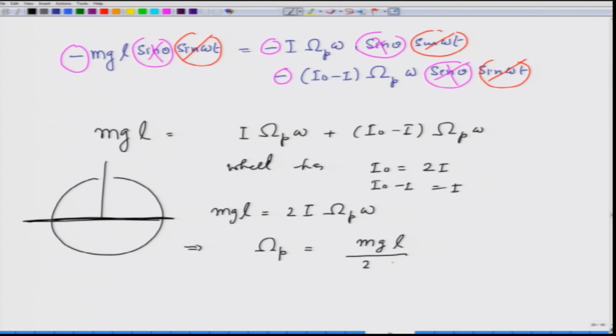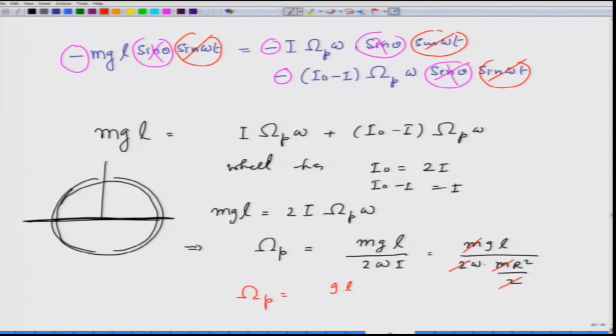If I take this to be a wheel with mass only on the rim, then I would be mr squared by 2, and this gives me mgL over 2 omega times mr squared by 2. This 2 cancels, m cancels, and I get omega p equals gL over omega r squared. And that is the answer that we had gotten earlier also.